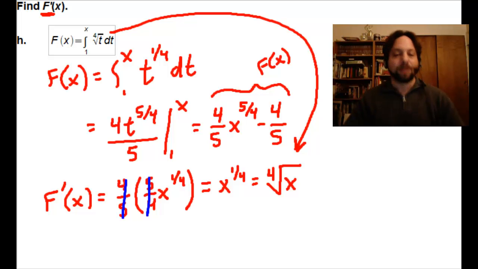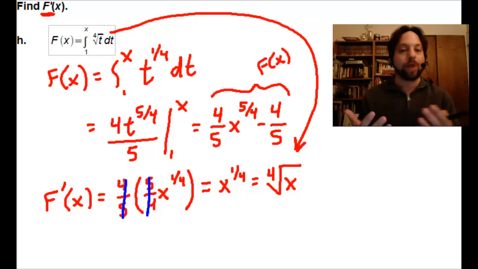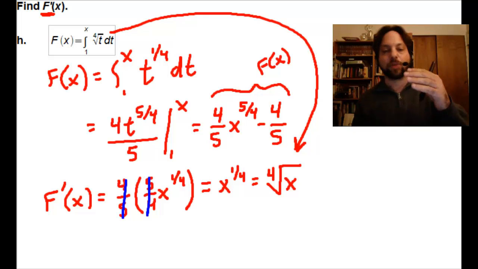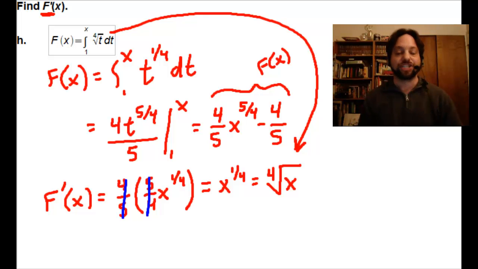Let's take a look at one last example, example I, in which we're not integrating from a constant to x, but rather from a constant to x squared. What's going to happen when we differentiate that? Well, let's take a look.